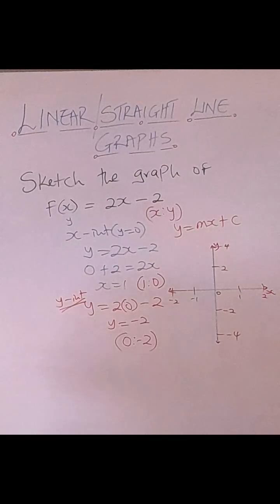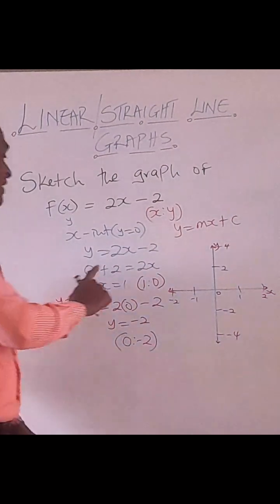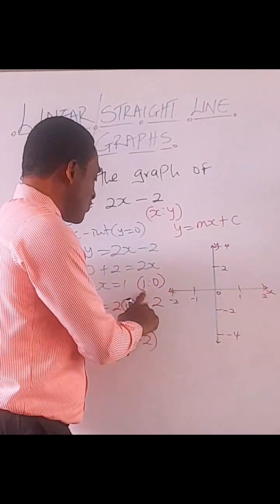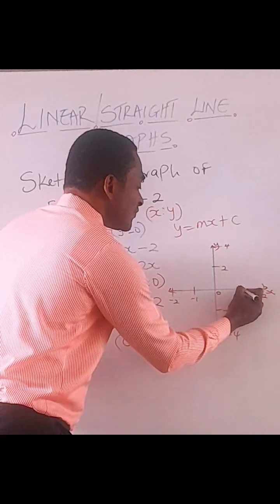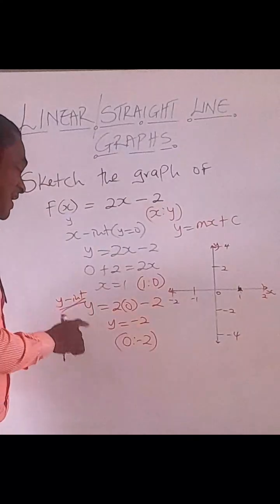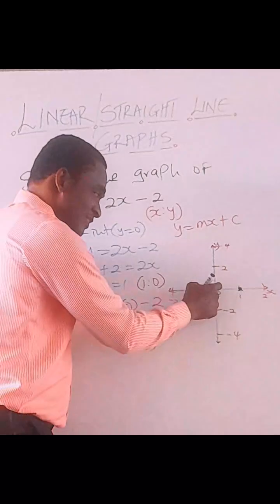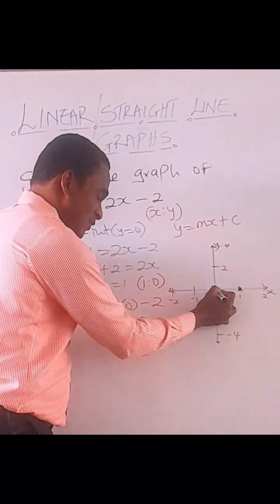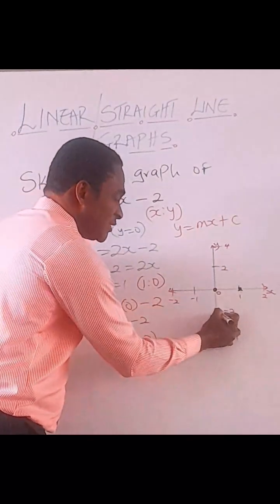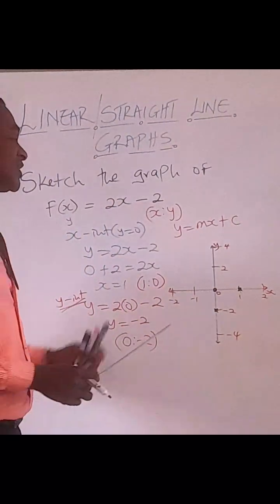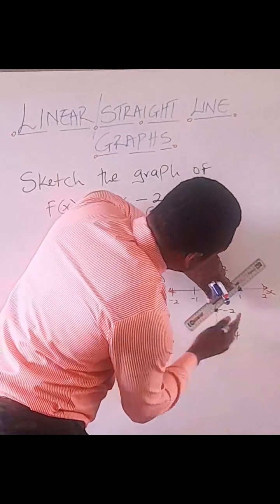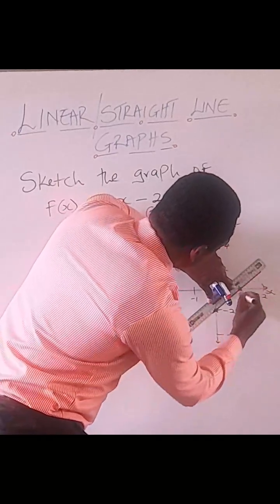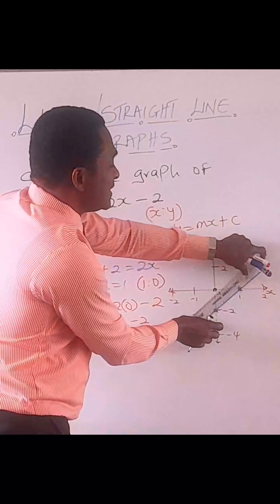Here I have two coordinates to sketch my graph with. The first coordinate says when x is 1, y is 0. The second coordinate says when x is 0, that is here, y is negative 2. We pick up this. All you need to do is just use a straight ruler and join the 2 points, and you will have your linear function. And this is our linear function.